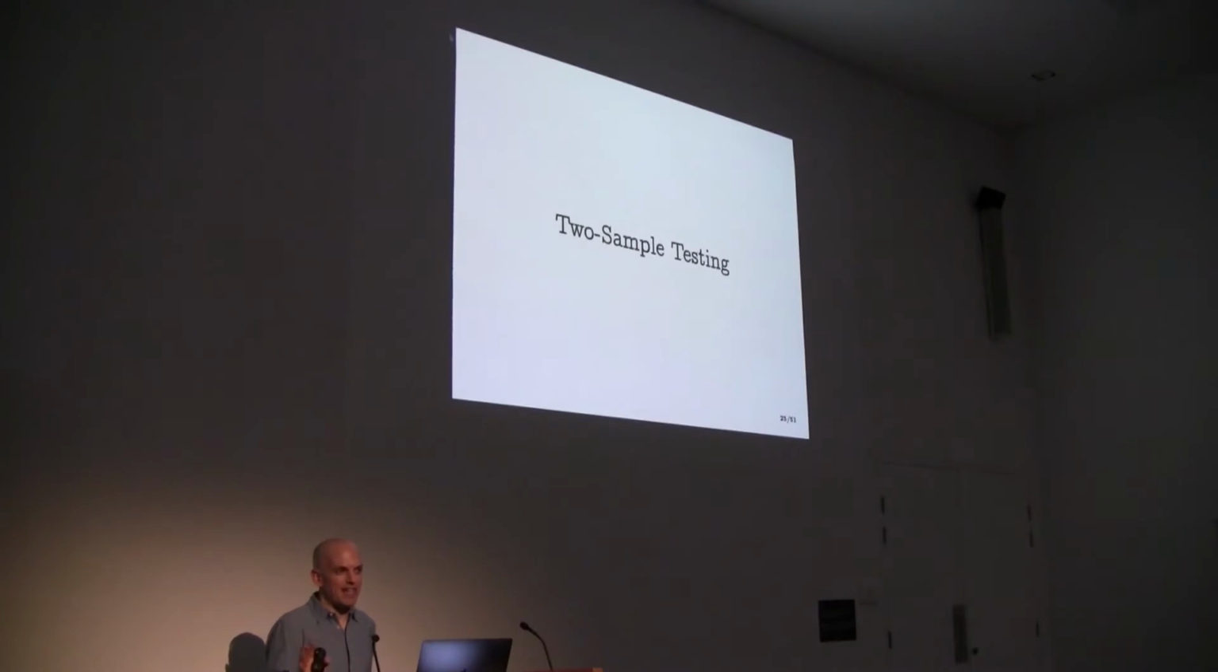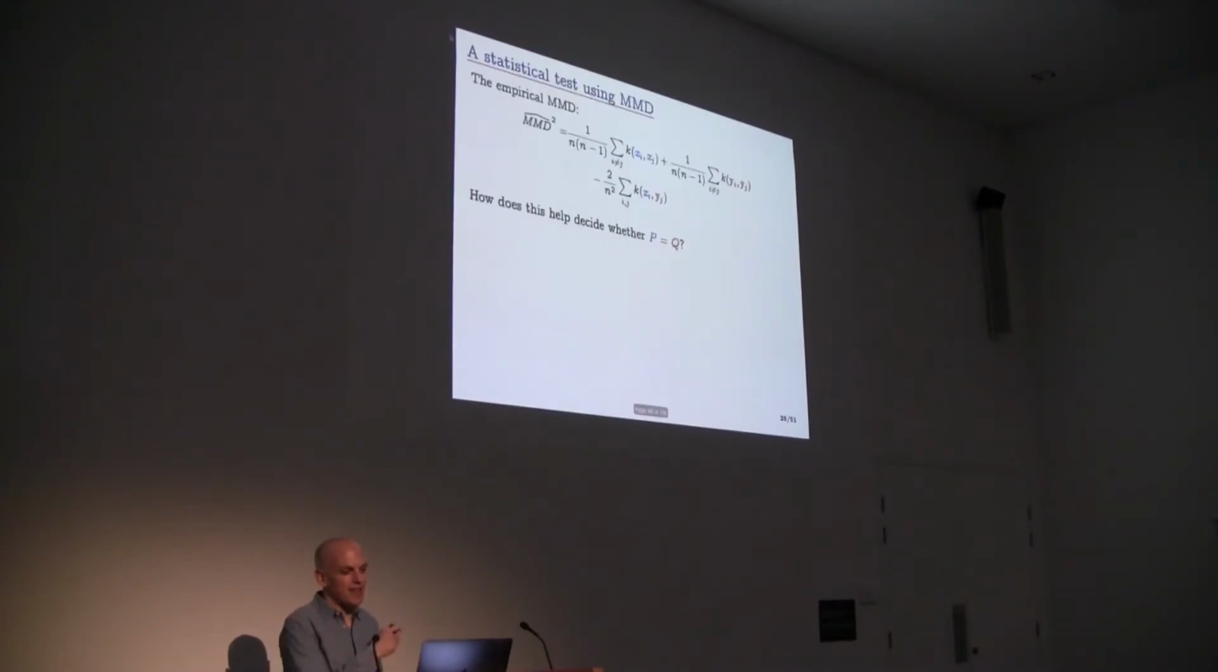All right, so we've defined now our criterion. We've shown that it's an integral probability metric. Now we want to use it in hypothesis testing. So if I have this statistic and I compute it on the basis of samples, how does this help me decide whether P and Q are from the same distribution or from different distributions?